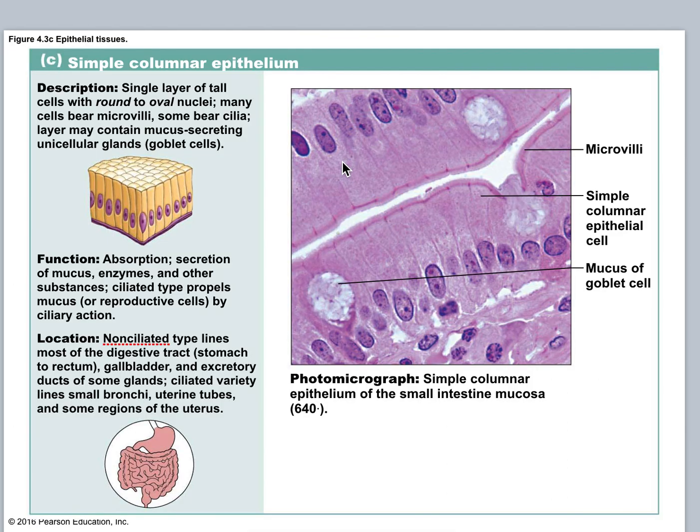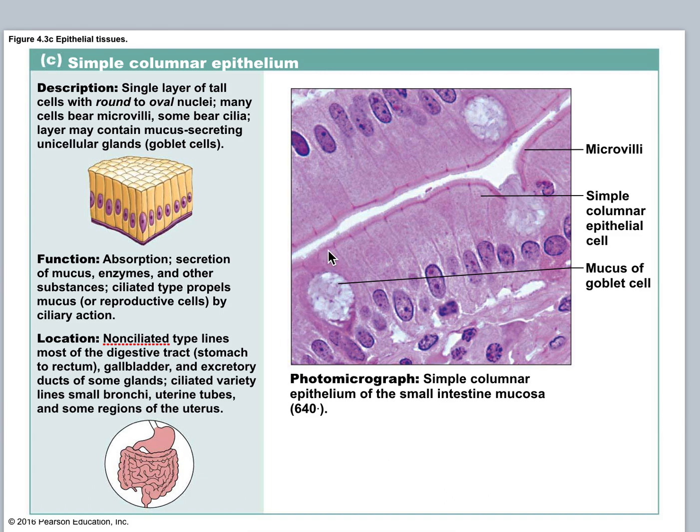The simple columnar epithelium is next. Again, there's a cartoon showing a simple single layer of column-shaped cells. Its function is absorption and secretion. The columnar epithelial cells have a few features that are somewhat unique.